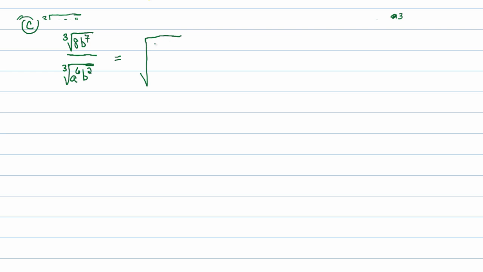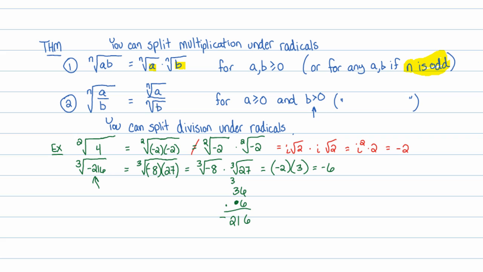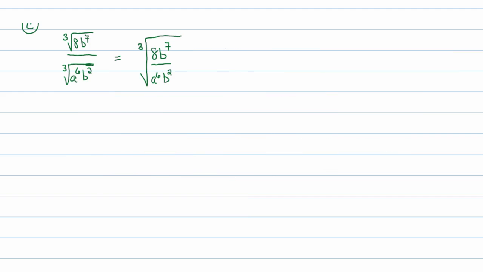So I'd call this the cube root of 8b to the 7th over a to the 6th b to the 2nd. You can do that as long as the radicals have the same index and there's no addition or subtraction going on the outside of the radicals. So this is just using the following theorem, this theorem right here, where if you have a radical over a radical and they have the same index, you can glue them together. All right, so going back.